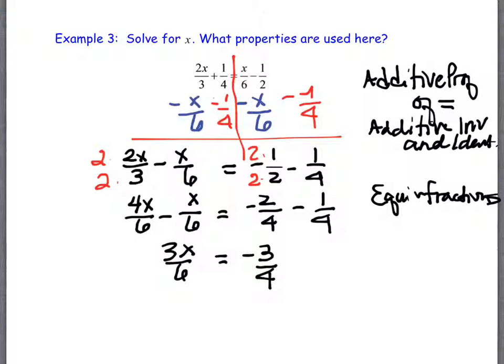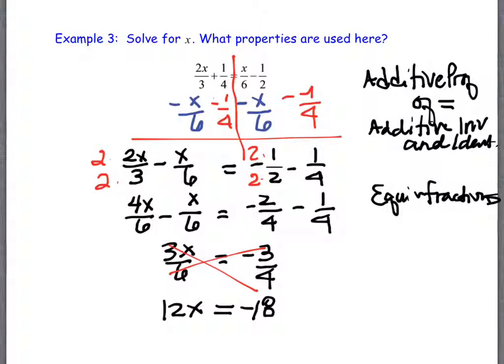So we could simplify the left-hand side, or we could cross-multiply. I've put Lexi off long enough on the cross-multiplying, so that's what we're going to do next, okay? So we're going to multiply 3x times 4 to get 12x. And then we're going to multiply 6 times negative 3 to get negative 18. And then what?